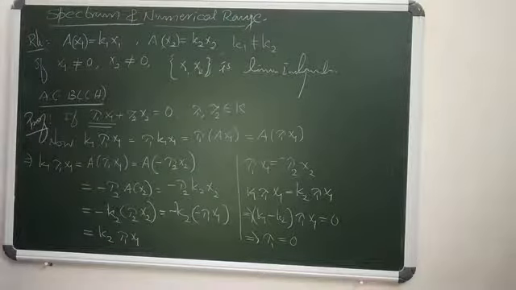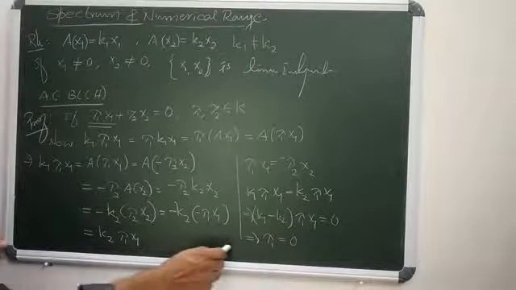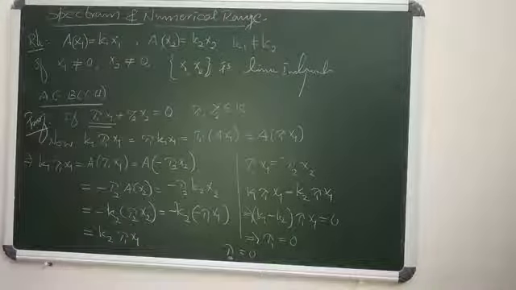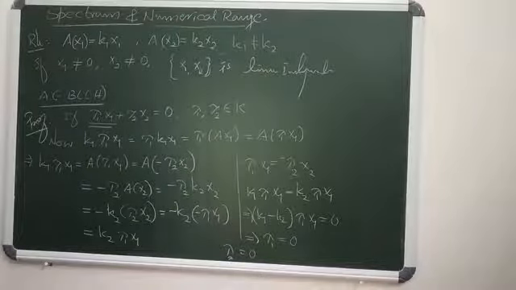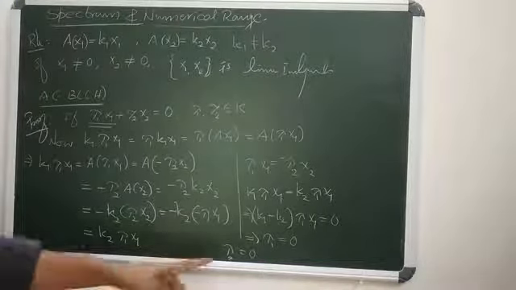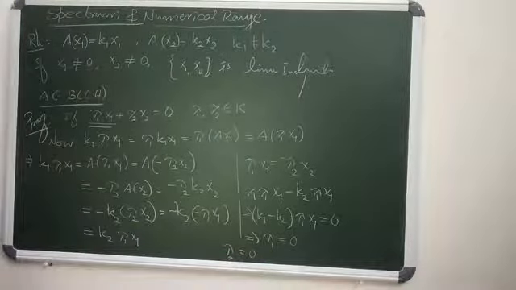Lambda 1 equals 0. Similarly, we have to show that lambda 2 is also 0. By the same argument, we can show that lambda 2 equals 0. So for this linear combination, lambda 1 x1 plus lambda 2 x2 equals 0 implies lambda 1 and lambda 2 are 0, which means the set {x1, x2} is linearly independent.